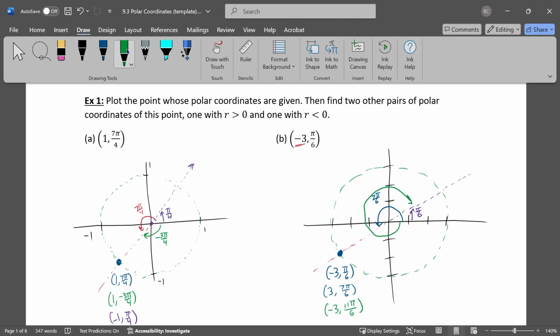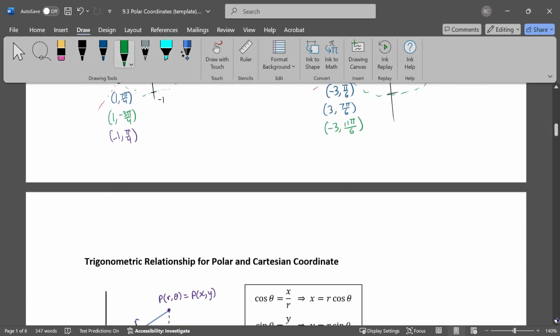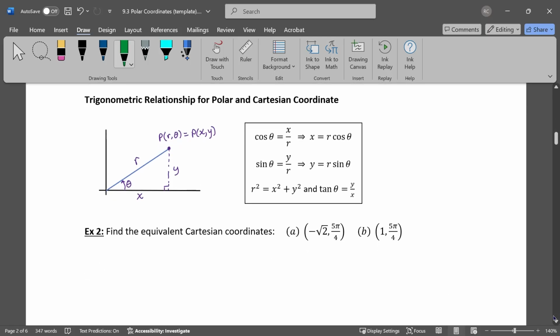Okay, so that's enough of that. Let's move on. So what are the trigonometric relationships for polar and Cartesian coordinates?